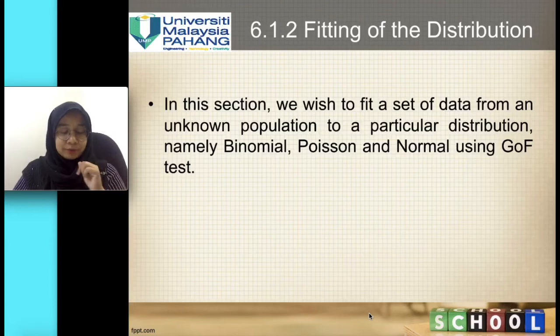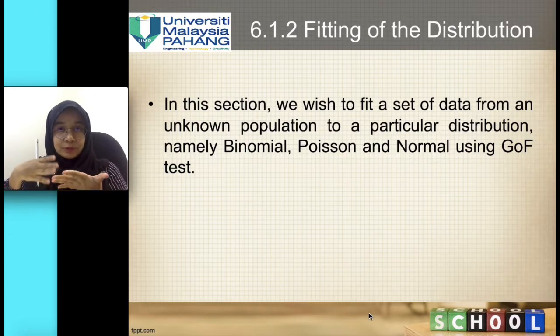In 6.1.1, we have the goodness of fit test, where we want to compare the observed value and the expected frequency that we expect from the sample. And in 6.1.2, we will have fitting of the distribution. We want to know which distribution our data or our population fits. Is it Poisson, binomial or normal? Poisson and binomial are for discrete and normal is for a continuous variable.